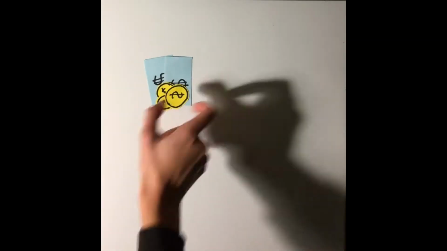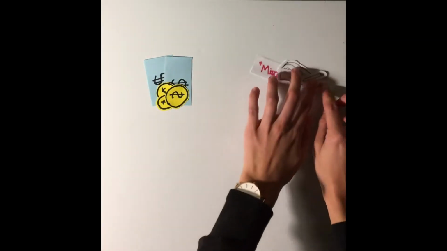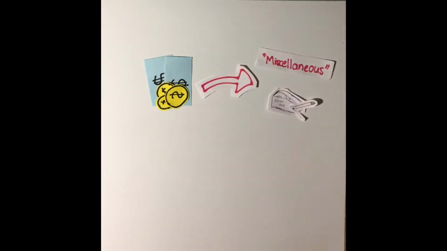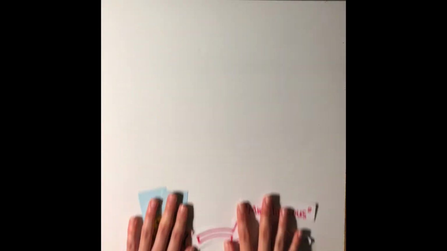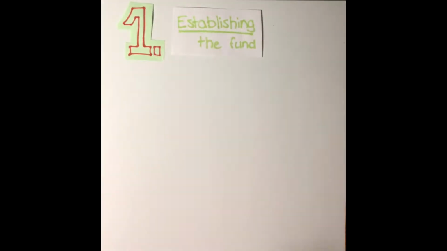Petty cash refers to a small amount of money businesses keep on hand for minor expenses, such as miscellaneous office supplies, and so they establish a petty cash fund whose operation involves three main steps. Step 1 is establishing the fund.